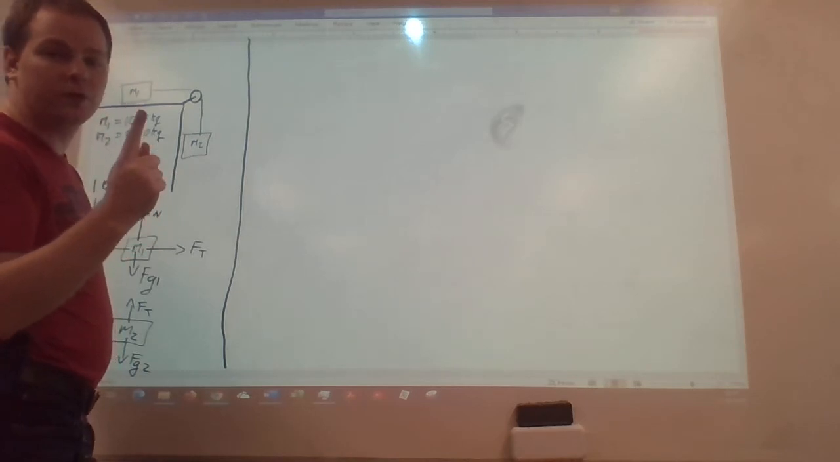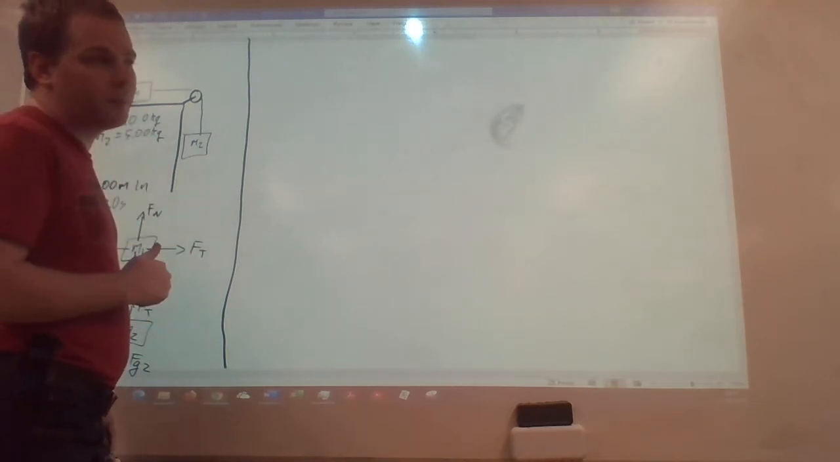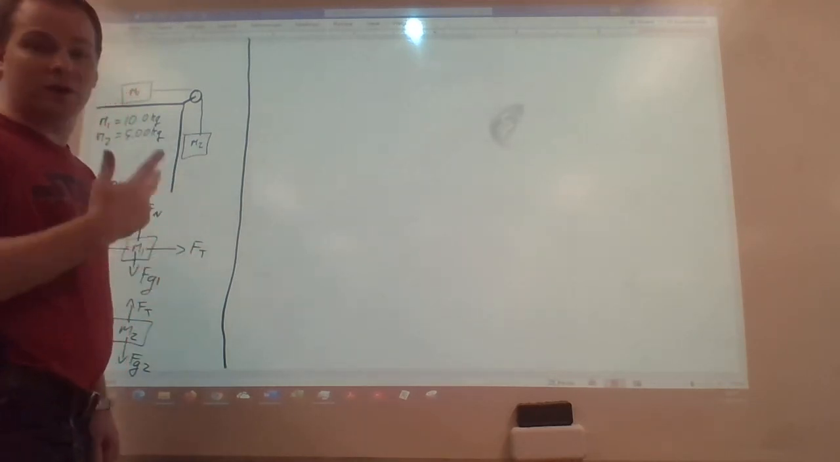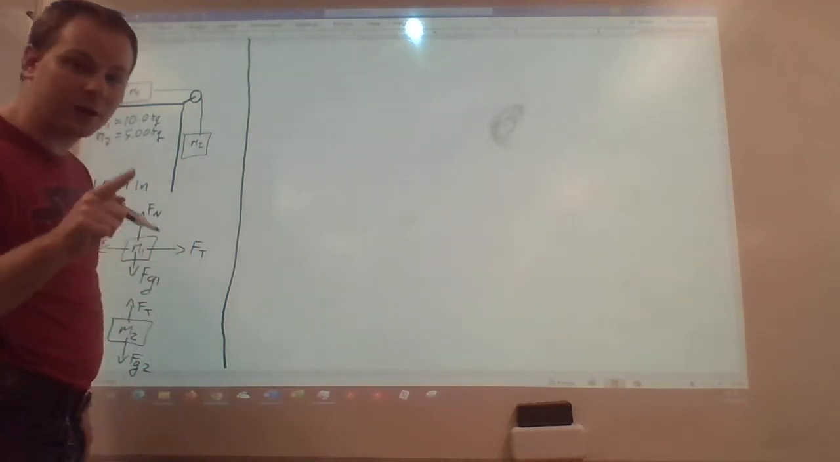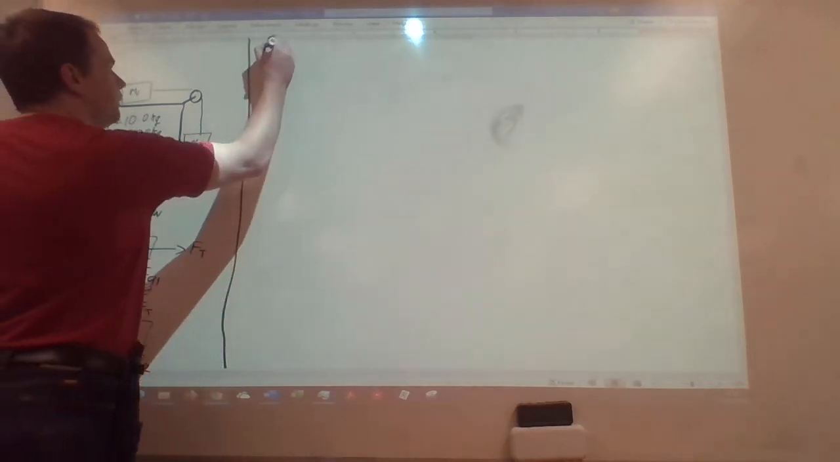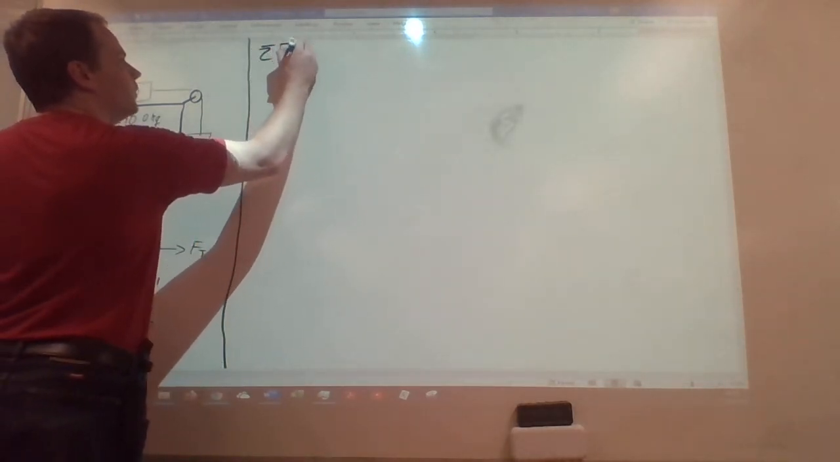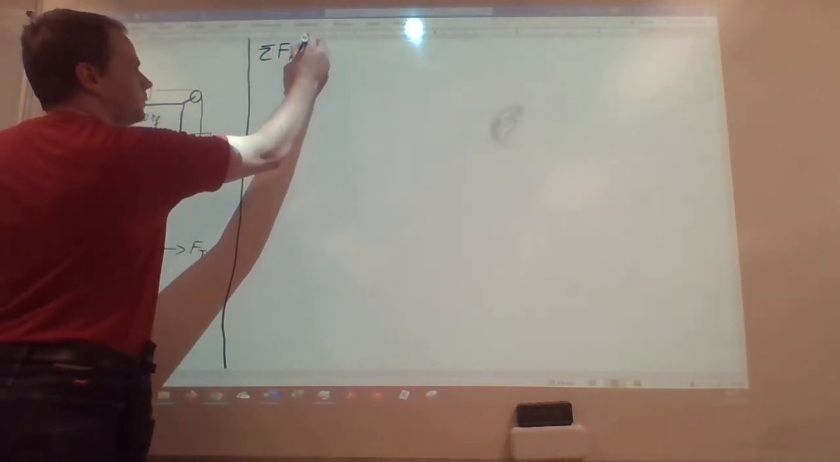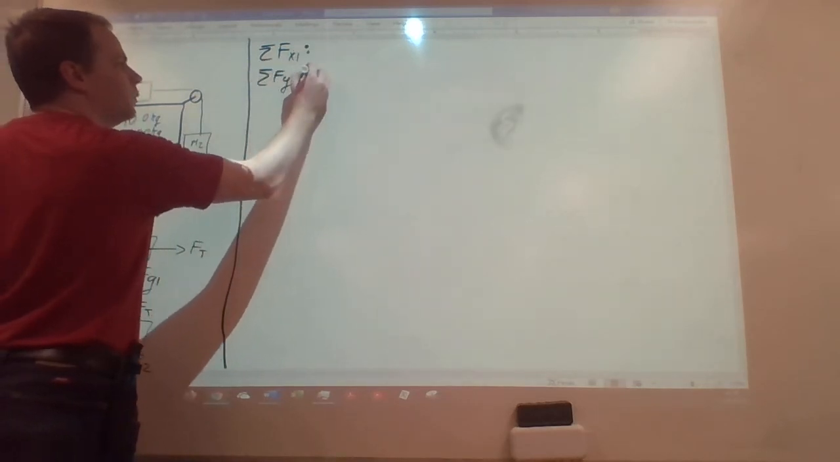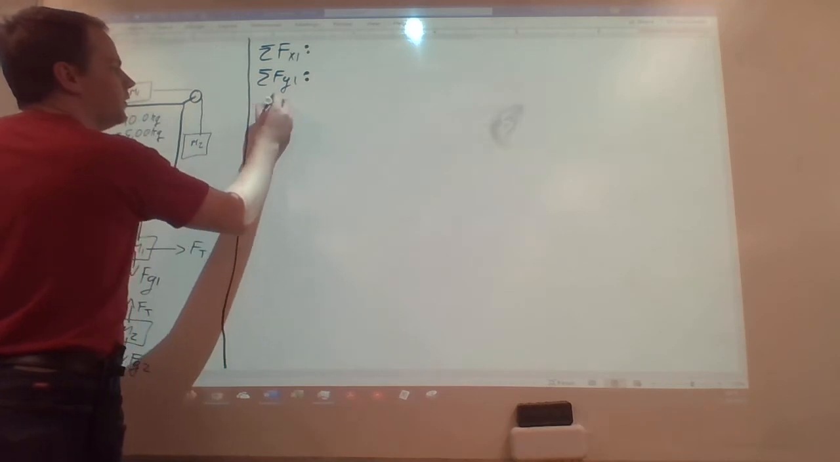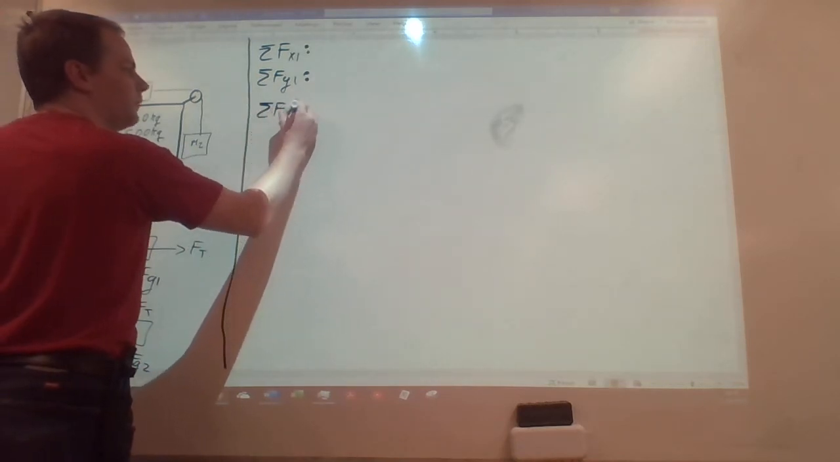We're going to start with this one, though, and because I habitually start with x, we're going to do the x force. The sum of forces in x first. So we have sum of forces in x for mass 1, the sum of forces in y for mass 1, and the sum of forces in y for mass 2.